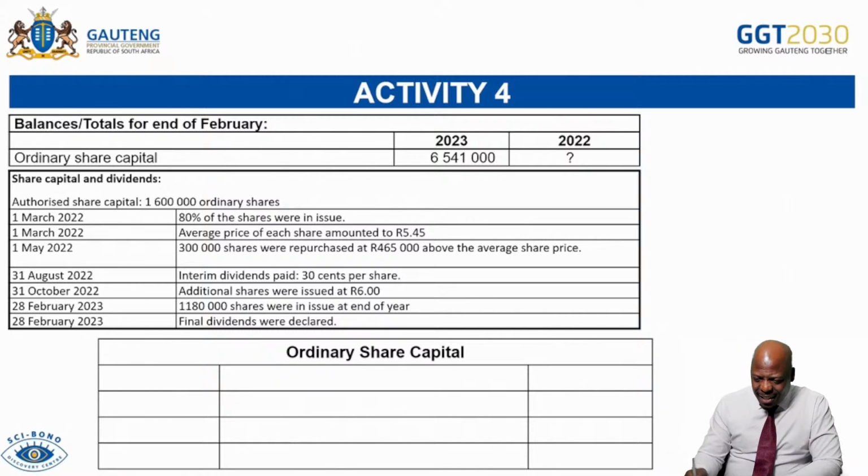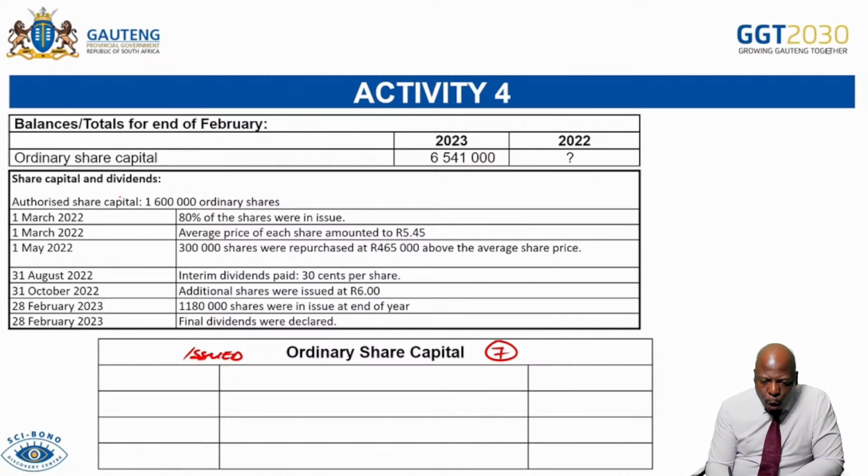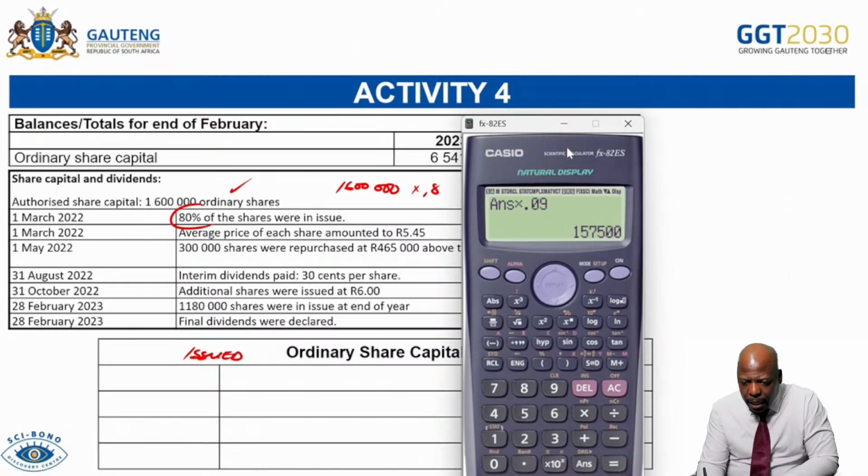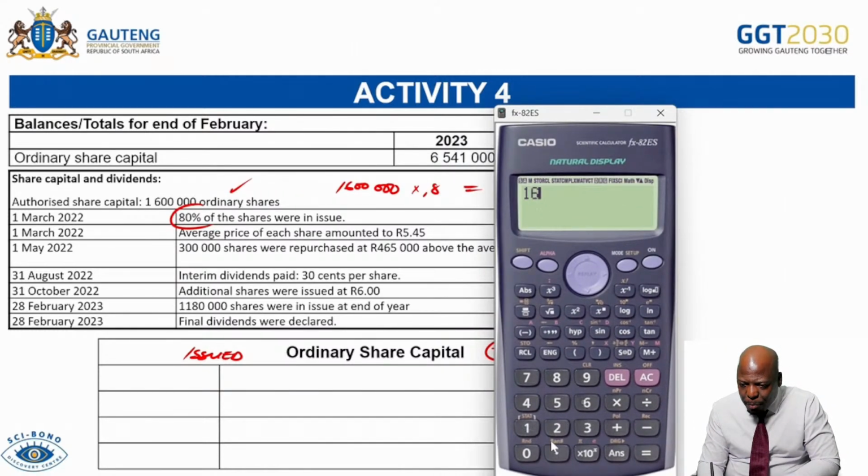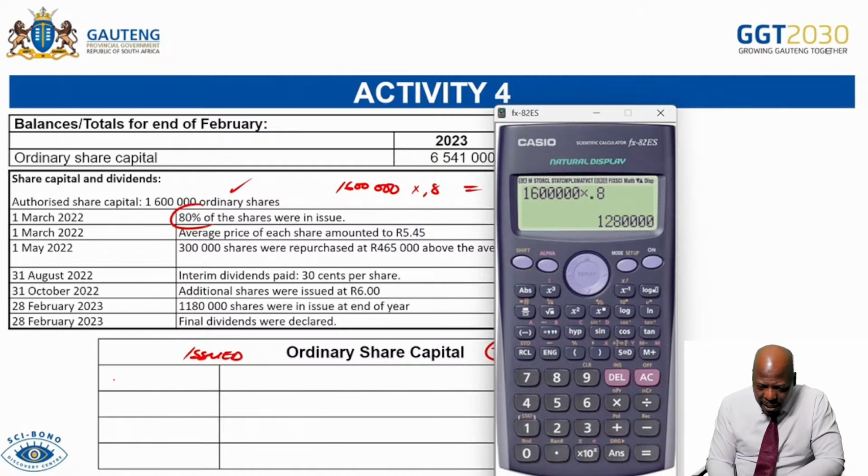This is now simple. This is note number 7. Remember, we're dealing here with issued. Authorized share capital, 1.6 million ordinary shares. 80% of the shares were in issue. What does that mean? It means I take my 1.6 million and I multiply that by 80%. Let's see if we can punch that on our adding machine. 1.6 million multiplied by 80% is 1,280,000.